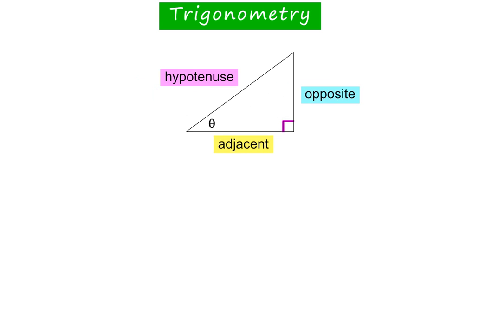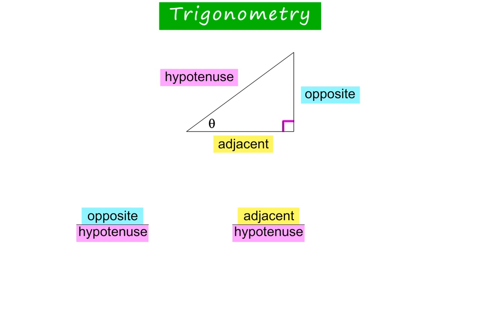There are three important ratios in this triangle. The first is opposite over hypotenuse. Next is adjacent over hypotenuse. And the third is opposite over adjacent. These three ratios have special names.